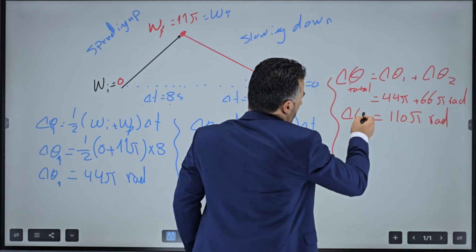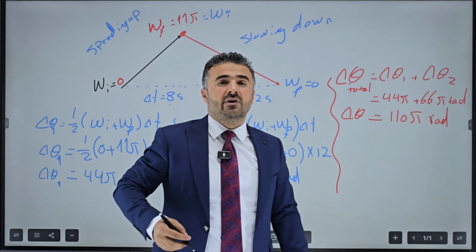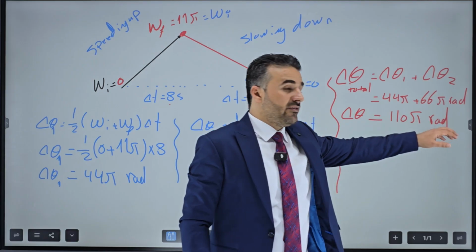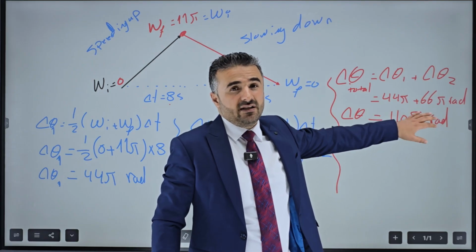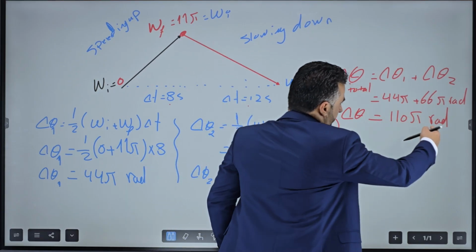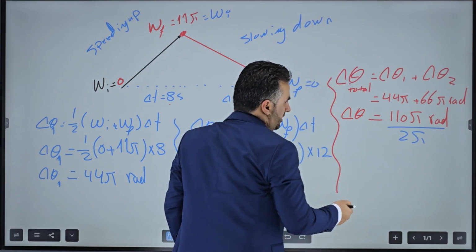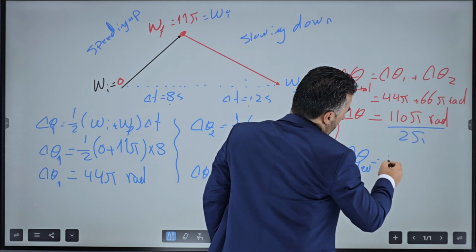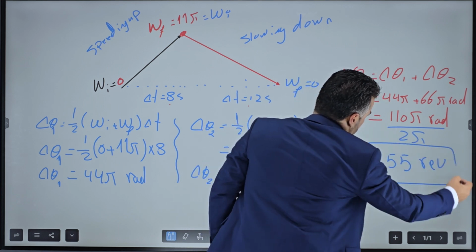But once again, we don't want angular displacement in radian. The question says through how many revolutions does it rotate? If they were not saying how many revolutions, just find the angular displacement, you would have just stopped solving at this point here. But because they say how many revs, you will just convert this into rev. And how do you do that? Simply by dividing by 2 pi. And once you do that, delta theta in rev is equal to what? It is equal to 55 revs, and that'll be the correct answer here.